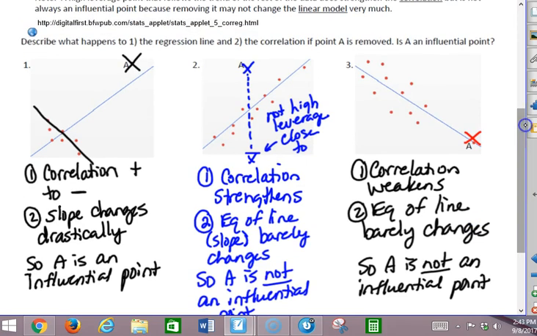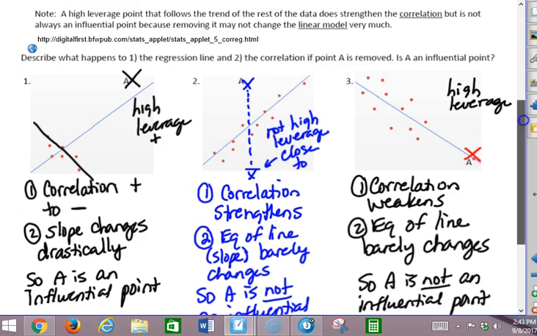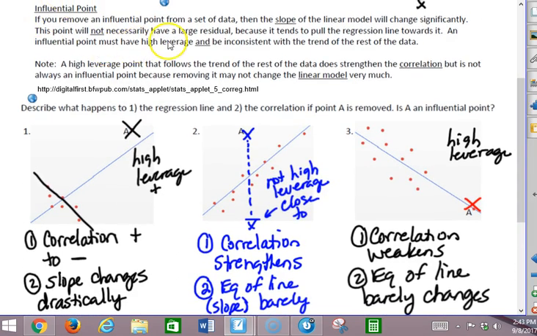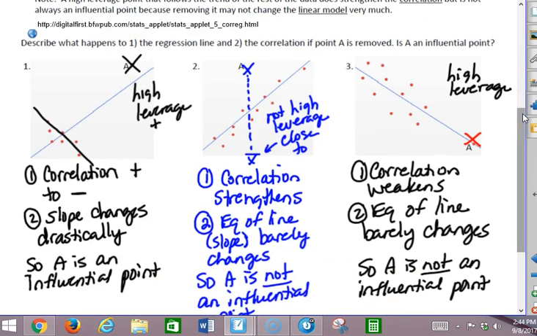So I want you to notice that once again, this is high leverage. This is not high leverage. This is high leverage. So just because it's high leverage doesn't make it an influential point. This is high leverage, and does not follow the trend of the data. So an influential point must have high leverage and be inconsistent with the trend of the data.